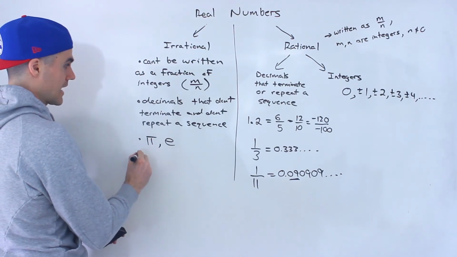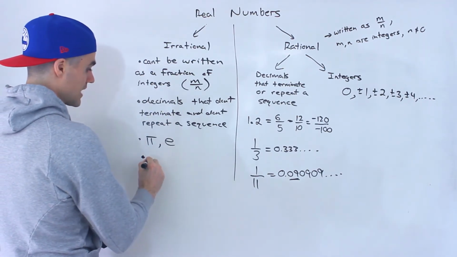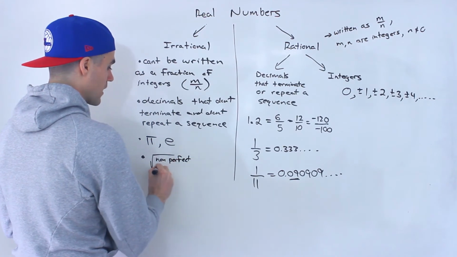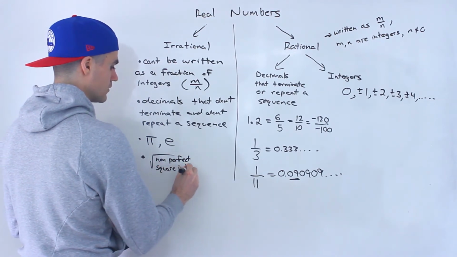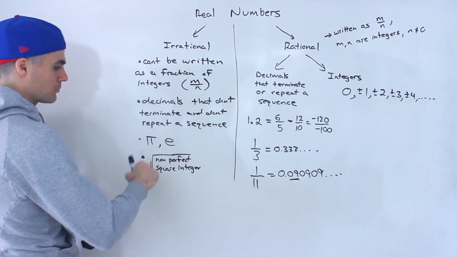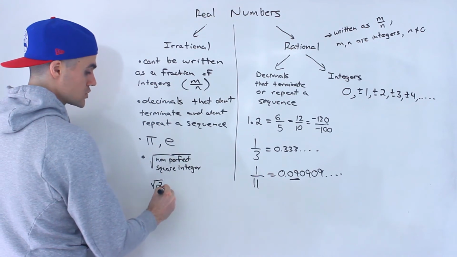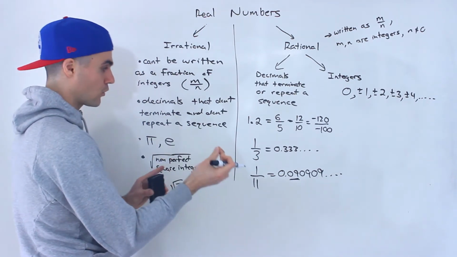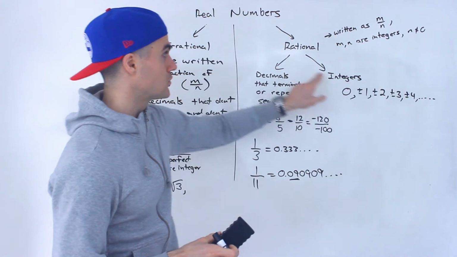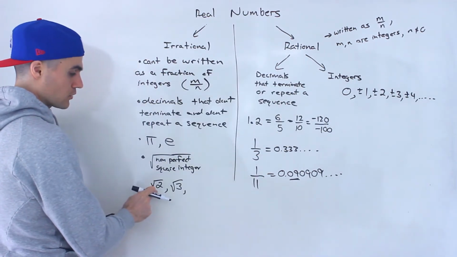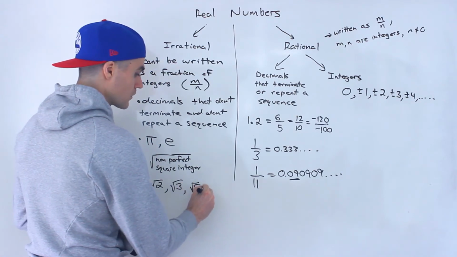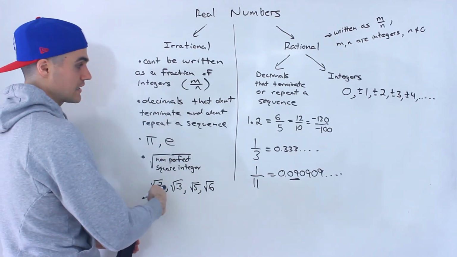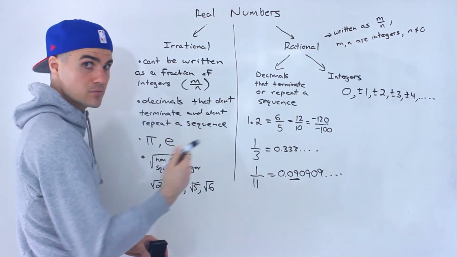Another popular example of irrational numbers is the square root of any non-perfect square integer. So for example, like the square root of 2 or the square root of 3. Notice the square root of 4 wouldn't fit under this because that's a perfect square. The square root of 4 would be plus or minus 2, which would be an integer, which would be a rational number. But the square root of 2, square root of 3, square root of 5, square root of 6, any square root of a non-perfect square integer is going to be an irrational number. It's going to give you a decimal that doesn't terminate and doesn't repeat a sequence.